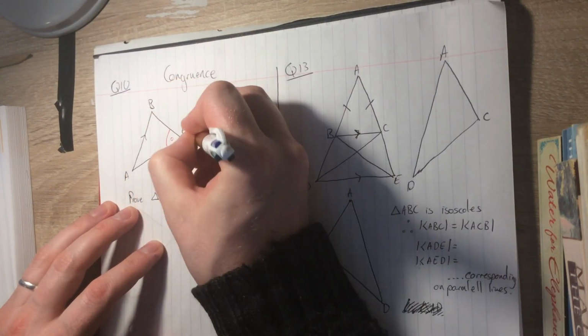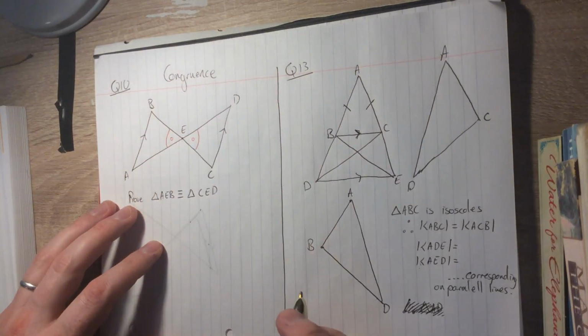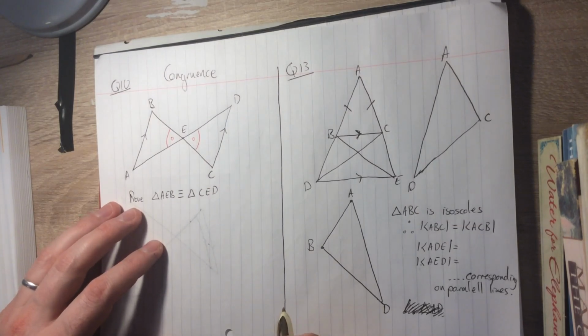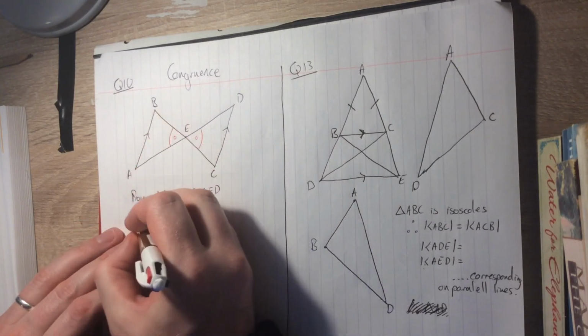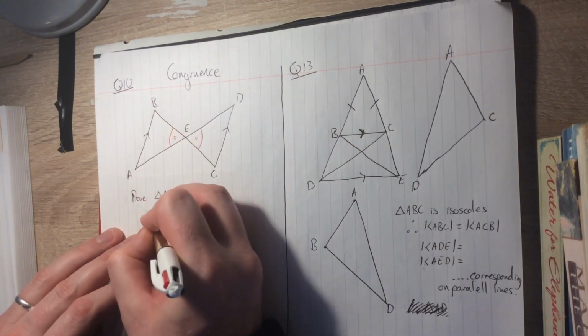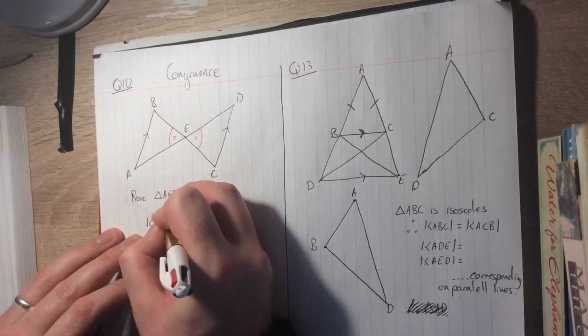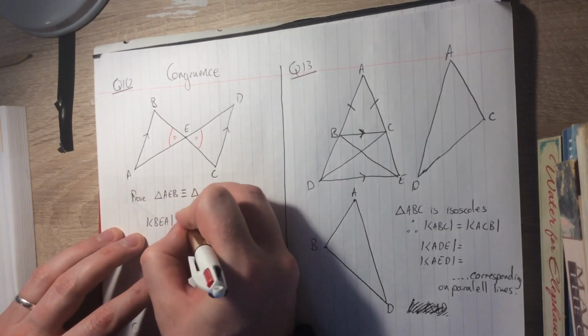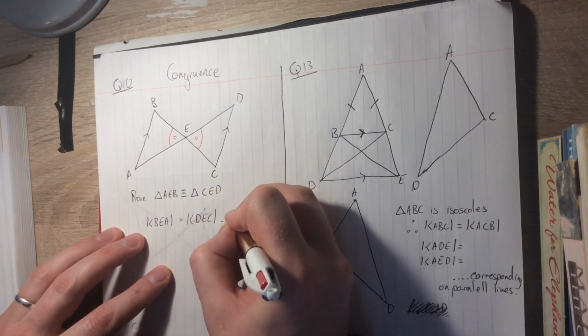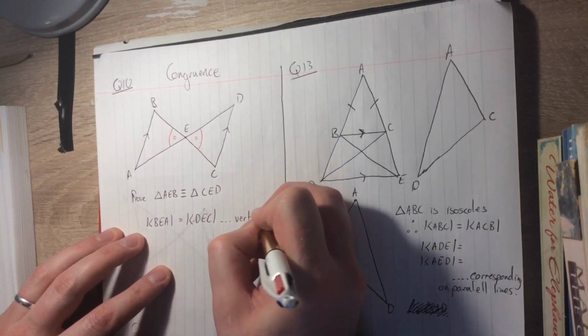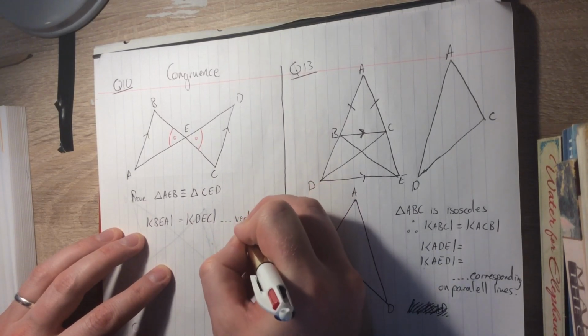This angle here and this angle here, they're equal. Okay, and I know that because they are vertically opposite. So actually, let's start off by saying that the angle BEA is equal to the angle DEC because they are vertically opposite.